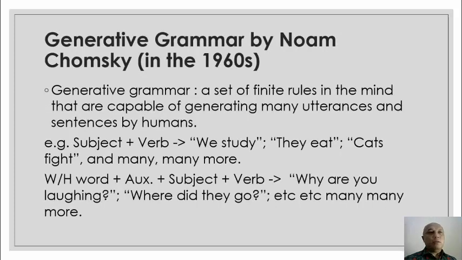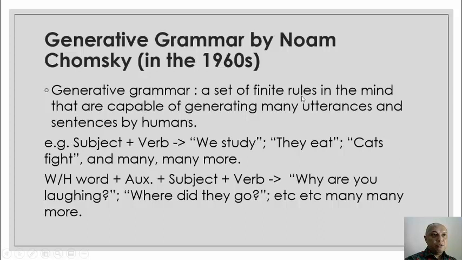Okay, now the second one, another figure that gave shape to modern linguistics, is Noam Chomsky. In the 1960s, he published a work which is called generative grammar. It's a theory that he proposed. Generative grammar is a set of finite rules. Look at the word finite there, it's very important. A set of finite rules in the mind that are capable of generating many utterances and sentences by humans.